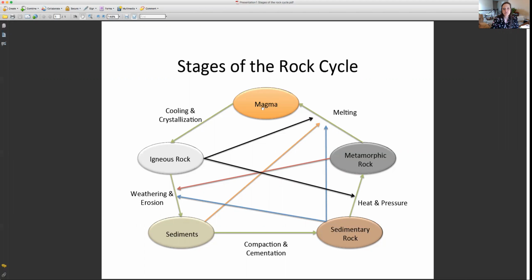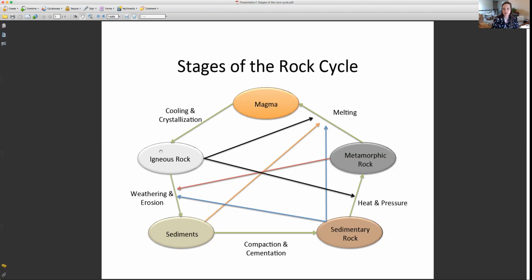Now, if you take all three of our rock types and you melt them, you'll get magma. So magma, when it cools and crystallizes underground or above ground, it's called an igneous rock. If it's underground, it is an intrusive igneous rock. And if it's above ground, it's an extrusive igneous rock.